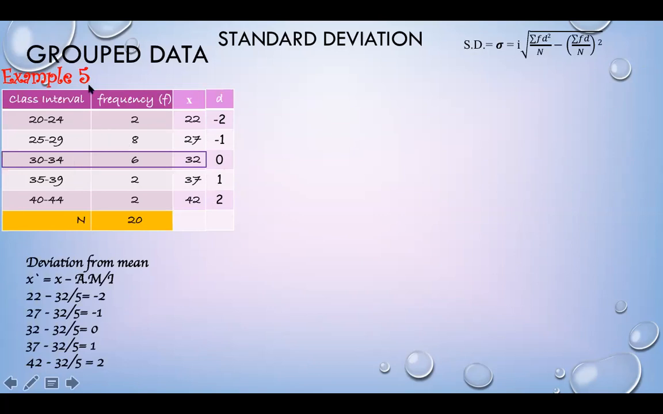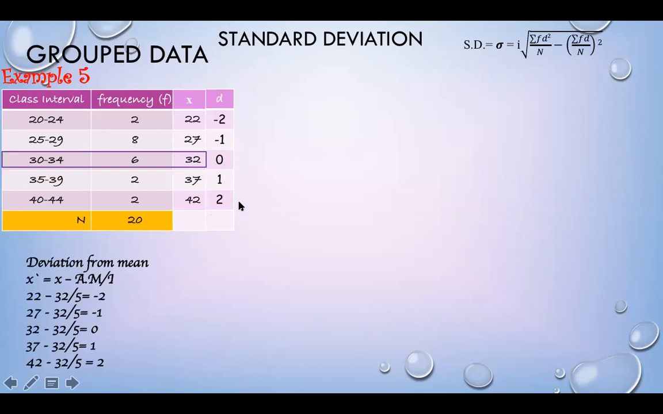If this class interval had been in decreasing order, that means the highest would be above and the lowest would be below. Then the class intervals below the assumed mean would have negative deviations, and class intervals above would have positive deviations. But here we have the class intervals in increasing order, so negative deviations will be on the upper side of the assumed mean, and positive will be on the lower side of the assumed mean.